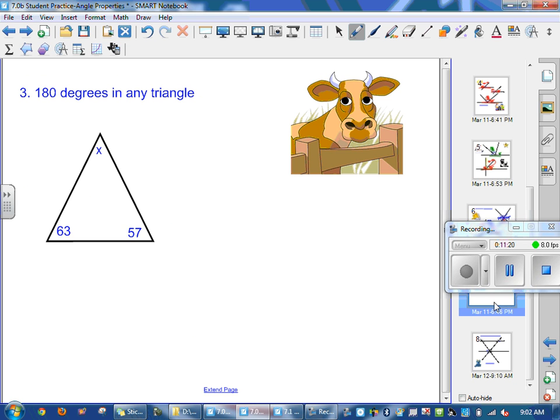180 degrees make a triangle. So I'm going to take 180, minusing 63, minusing 57. How big is X? 60 degrees. Perfect. Okay? Now again, we knew it was not an equilateral. It looks like every side is the same. Again, it's not drawn to scale.